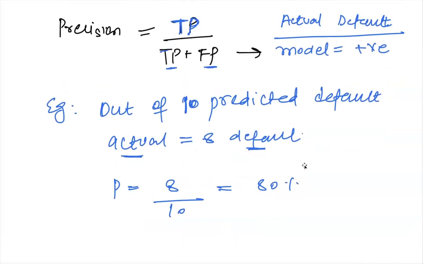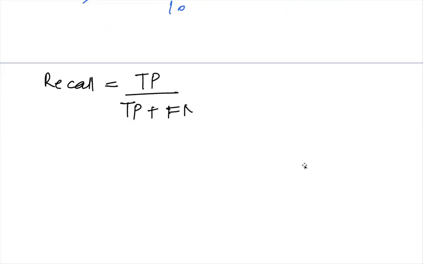So if you see the formula, true positive by true positive plus false positive, just see in the denominator, the prediction is positive, which means the model is predicting that there will be default. And the numerator is how many actual defaults there were, true positive. So out of 10 predicted defaults, if actual is 8 defaults, this will be your precision. Now recall. Recall is nothing but true positive by true positive plus false negative.